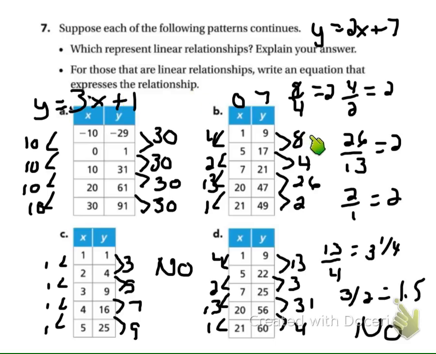On B, when I put the carets in, I get 8, 4, 26, and 2, and 4, 2, 13, and 1. Now, it looks kind of like this is not a linear table because these are not all the same and neither are these. But if you do the division, 8 divided by 4, you get 2. Over here, 4 divided by 2 gives you 2. Over here, 26 divided by 13 is also 2. And here 2 divided by 1 is 2.